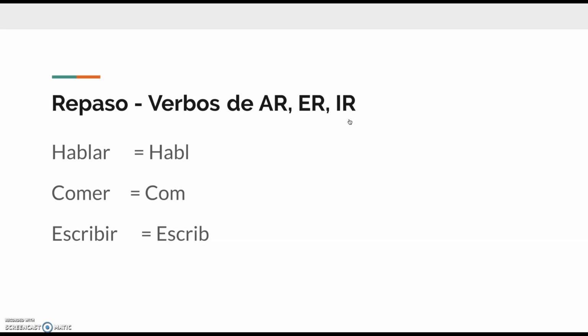Let's start with our review. Repaso. Verbos de AR, ER, IR. So remember that there are three kinds of verbs in Spanish: AR, ER, and IR. We have hablar, comer, and escribir as our examples. And remember, to get the stem of our verb, we drop the AR, ER, or the IR. So now we're left with habla, com, and escrib as the stems to our three verbs.